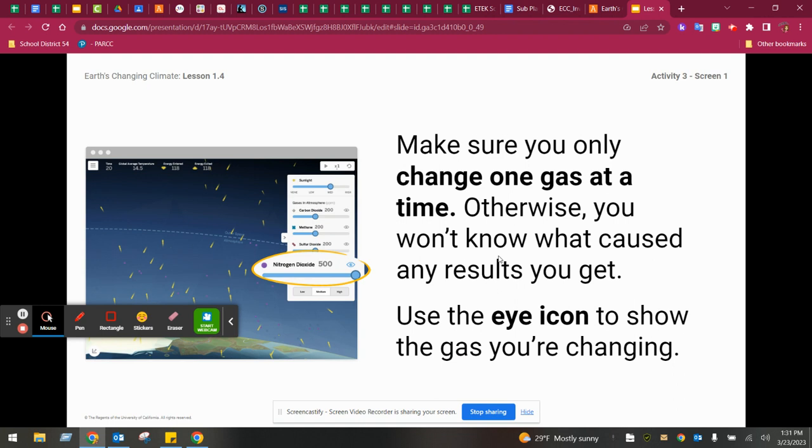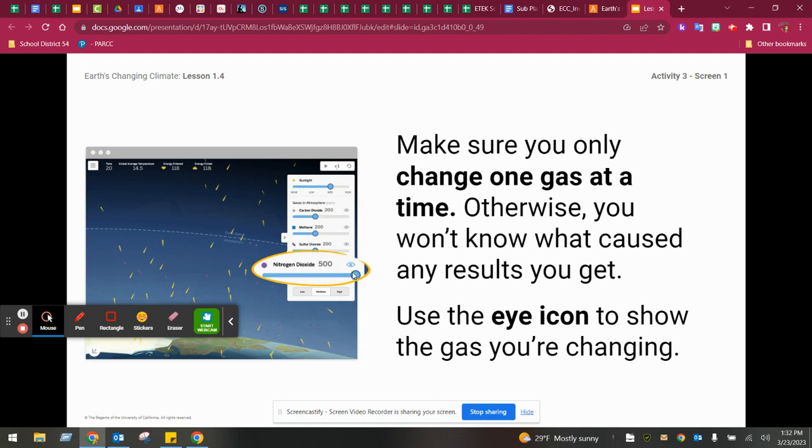Make sure as you complete your activities here, you are only changing one gas at a time, because if we change multiple ones, we've talked about this before, you're not going to know which one was actually causing the change. Make sure to leave all the other gases where they were. And when you are finished with each gas, either reset it back to its starting point or make sure you hit that reset button in the top right corner.